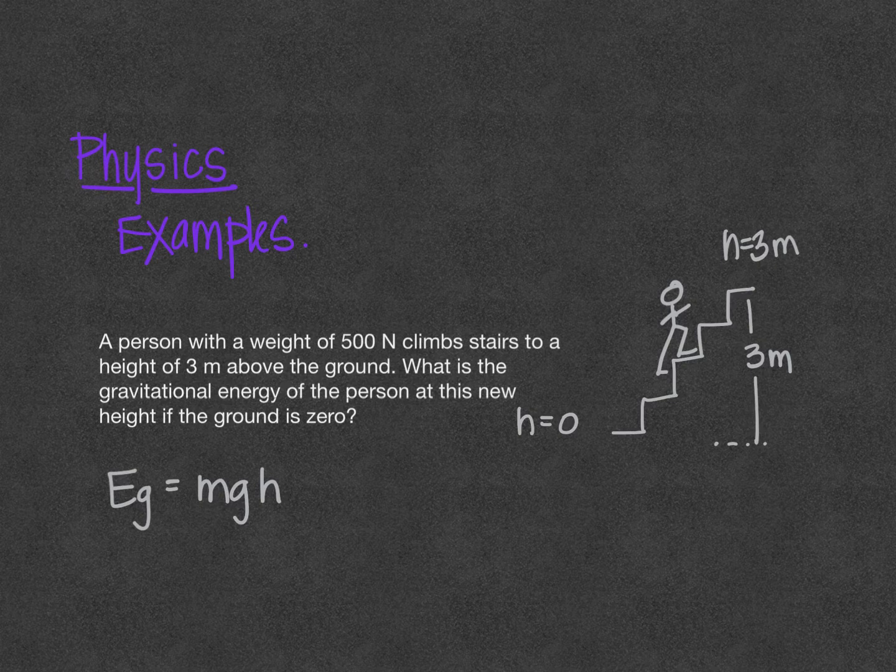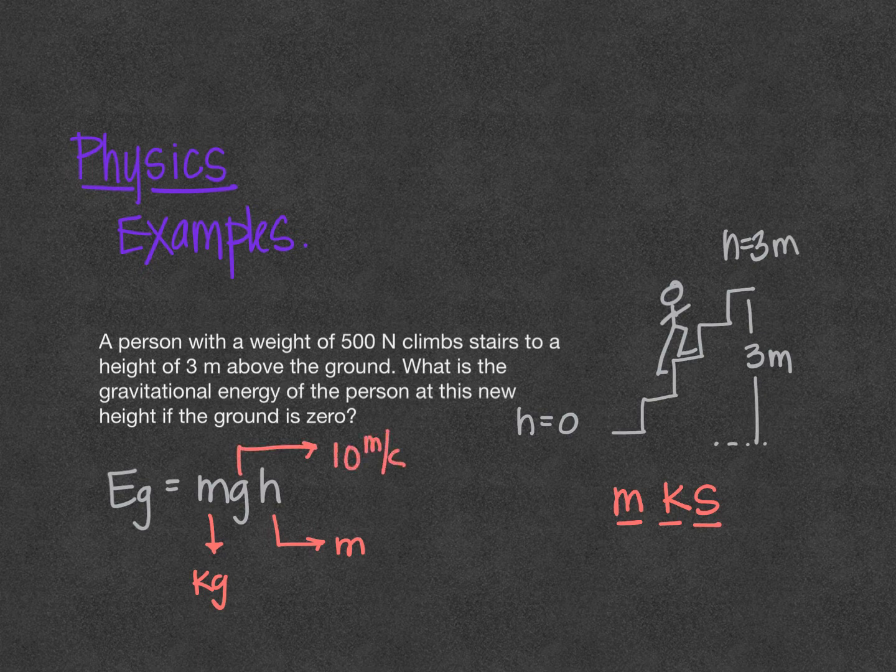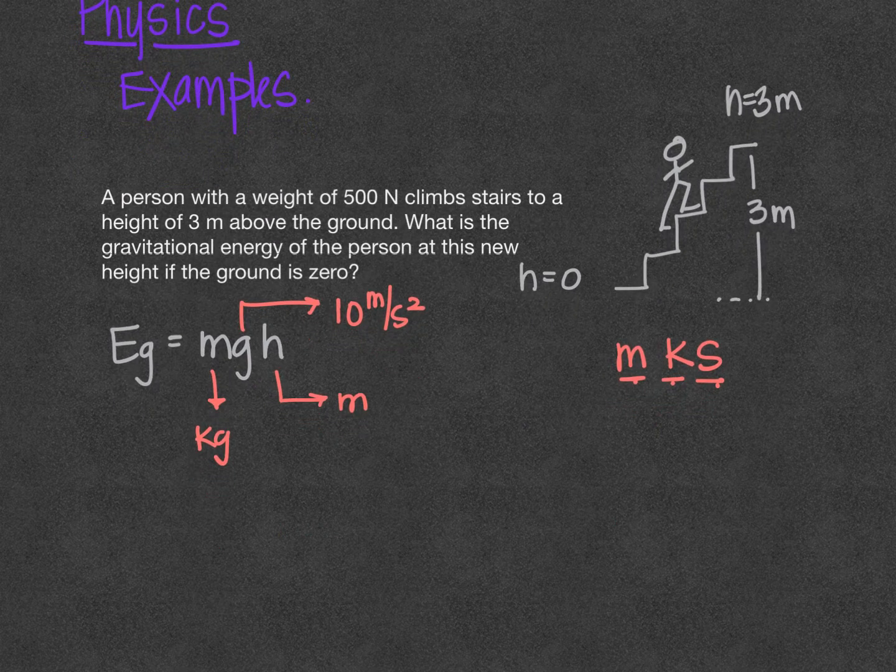We always use standard units for physics problems. That means we're going to use meters, kilograms, and seconds, MKS. So we need to make sure that our mass is in kilograms and our height is in meters. Our gravitational constant will be about 10, but remember it's in meters per second squared, and so it follows the MKS rule.